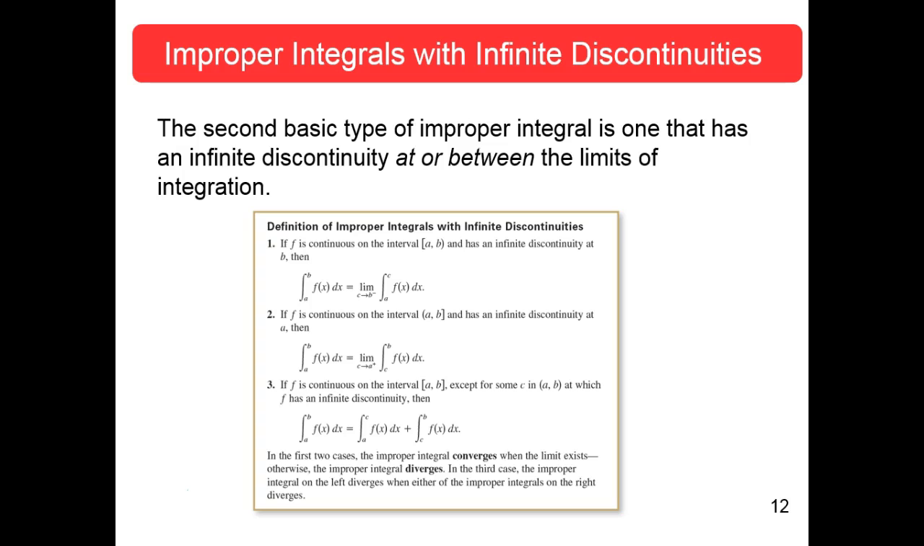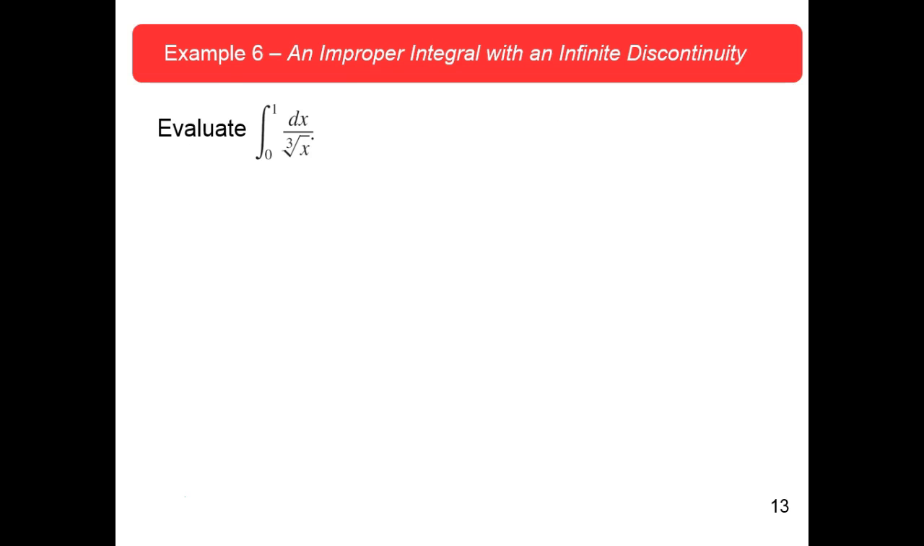In the first two cases, the improper integral converges when the limit exists. Otherwise, the improper integral diverges, so it doesn't have a value. In the third case, the improper integral on the left diverges when either of these diverges, so they would both have to converge for that to have a value. Now, is anything wrong with that picture?